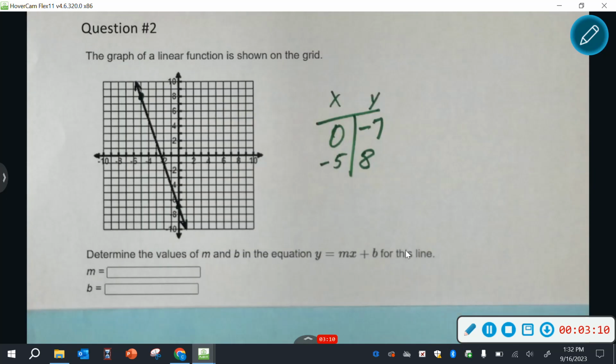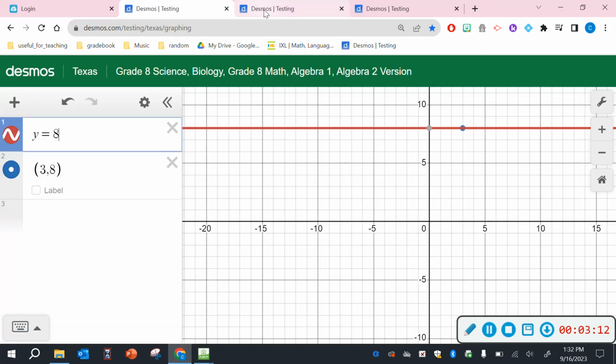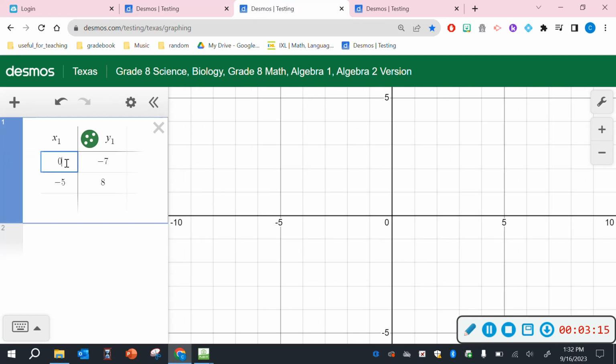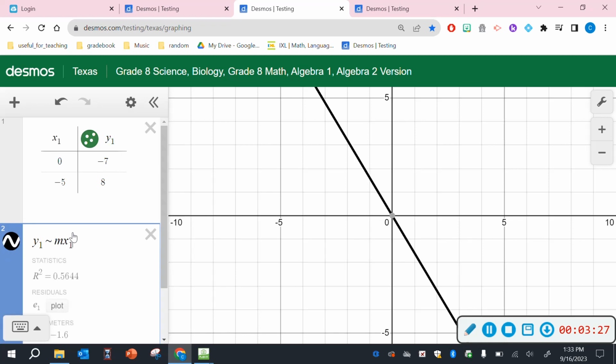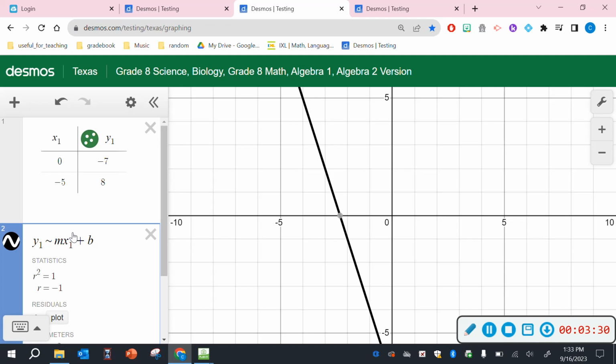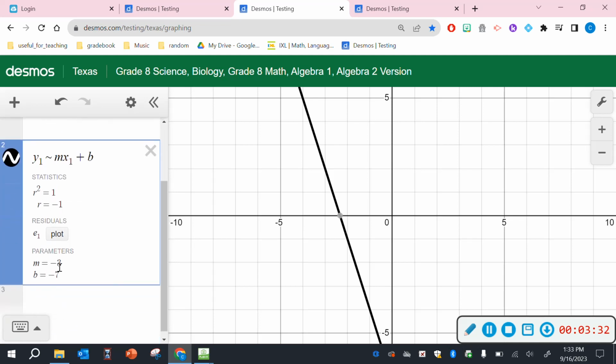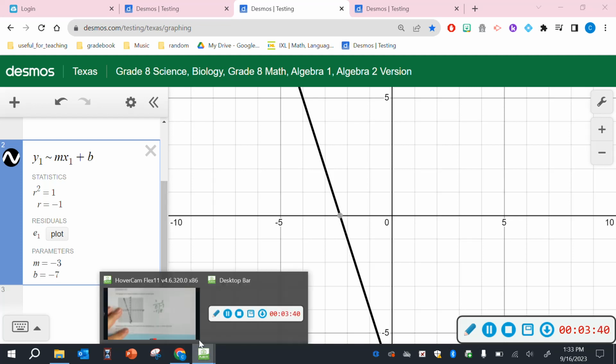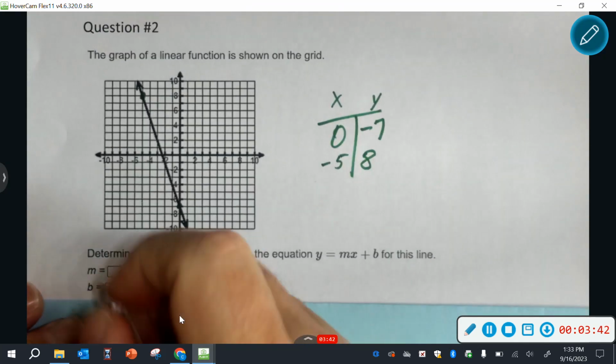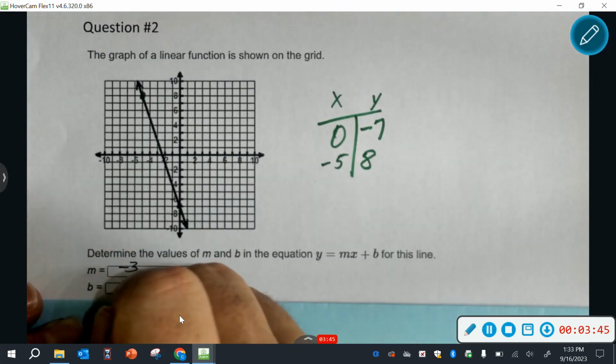Alright, so now I'm going to go to my Desmos. Here is my Desmos. So I have my 2 points, 0, -7, and -5, 8 entered into Desmos. So now I just run the regression command, y1 tilde mx1 plus b, and they give us the m and the b, so it's going to be -3 is the slope, -7 is the y-intercept. So I go back here, so -3, -7.